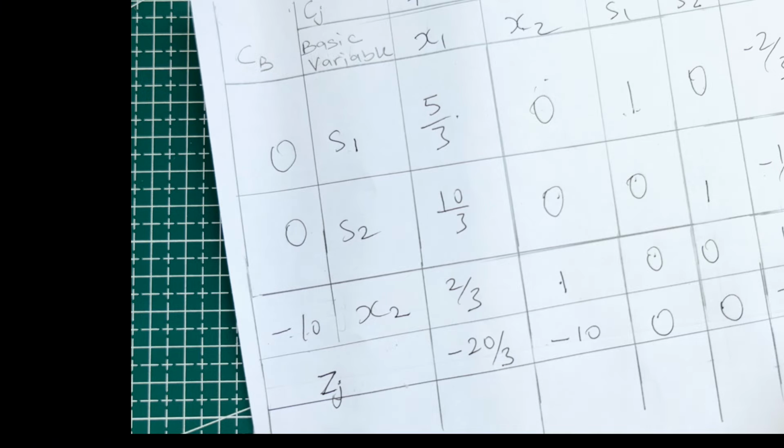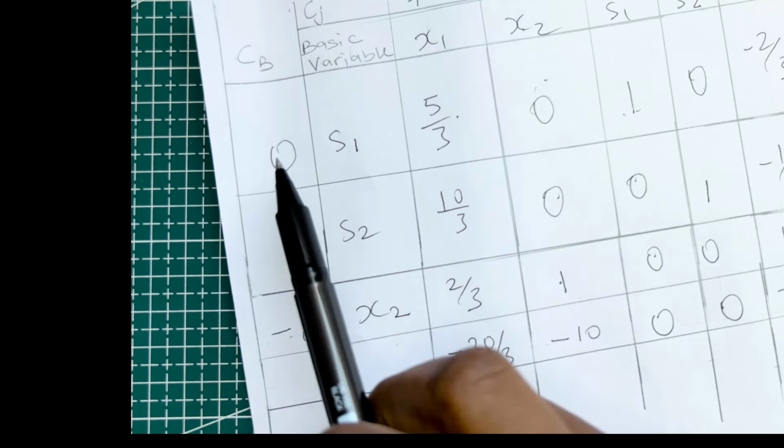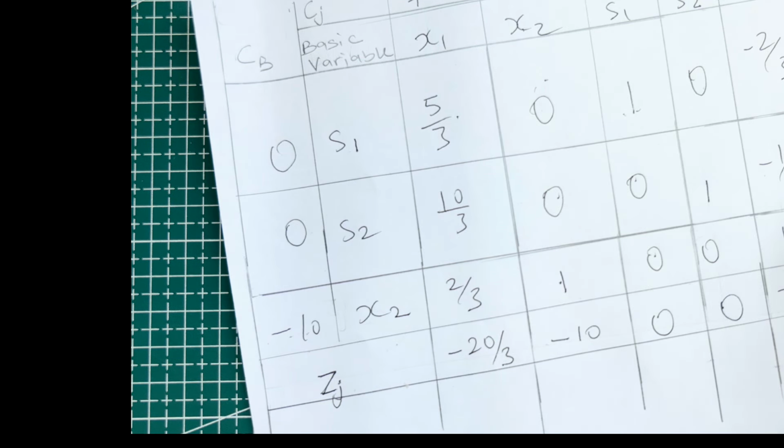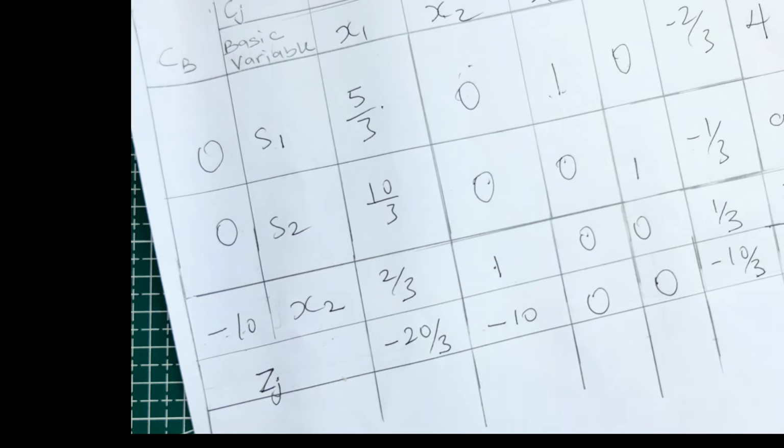We can as well find our zeta here. We have 0 times 4, 0, 0 times 9, 0, minus 10 times 7, we have minus 70. So when we sum everything up here, we have minus 70.